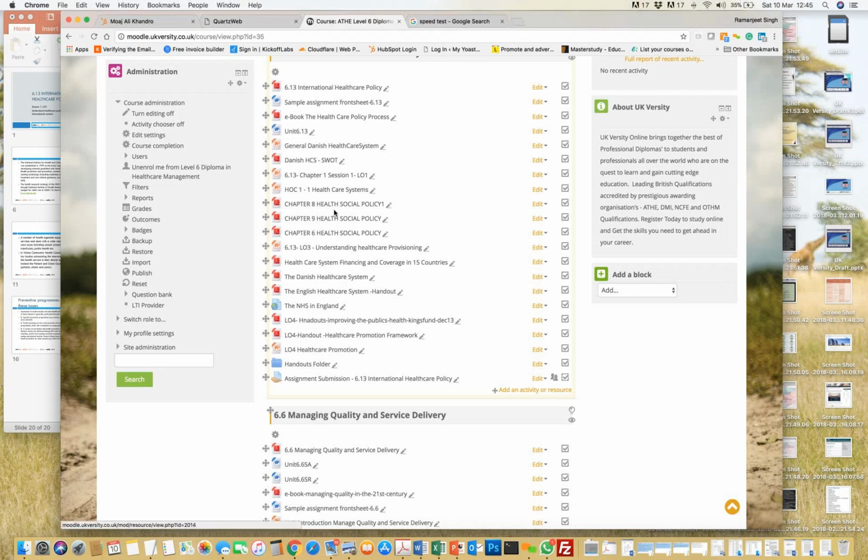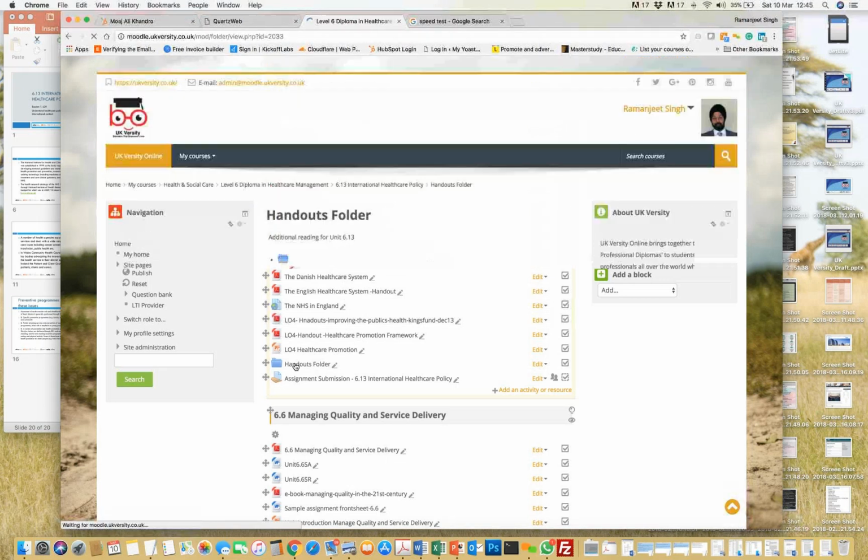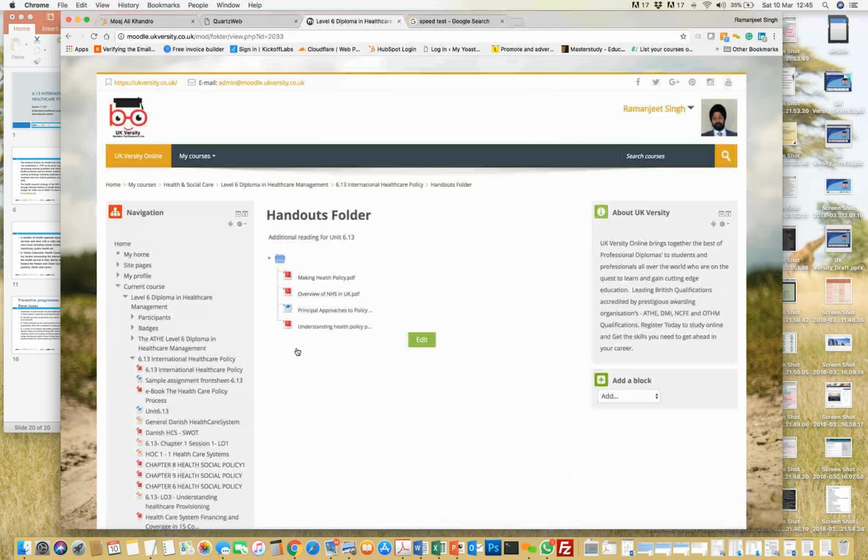So what I will do is add one or two handouts, which in particular are the policy from the principal approaches to policy, which helps to understand the NHS, the overview which is here, how the policy is made, and then how we understand healthcare. So these four handouts are related to your learning outcome, and I would suggest this is a bit of additional reading that you need to do.